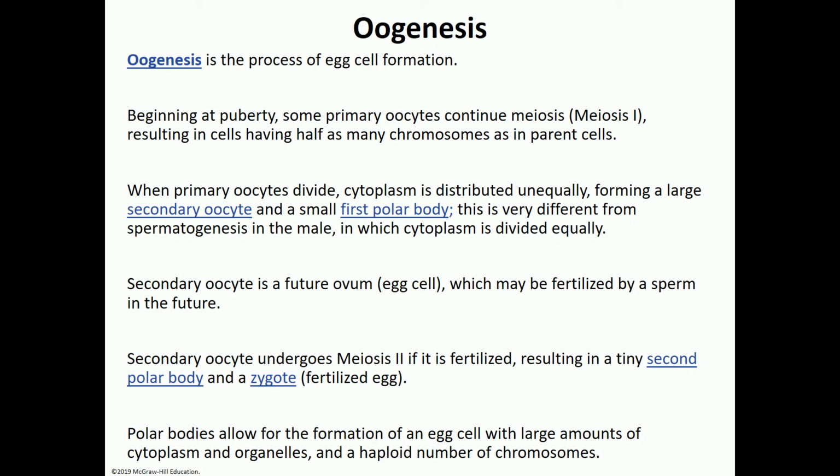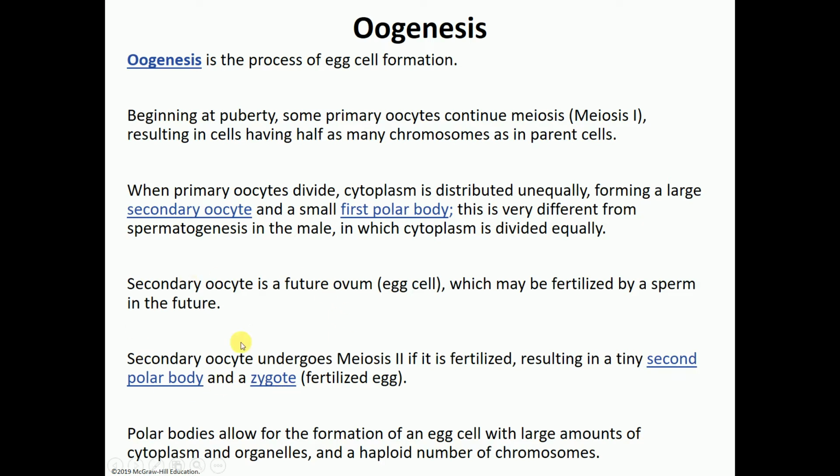Now, oogenesis is the scientific term for the process of egg cell formation. It begins at puberty, okay, where these primary oocytes are going to continue and finish up the first meiotic division, making that secondary oocyte and a very small first polar body. Now that secondary oocyte will become the future ovum. That is going to become the mature egg cell that will be ovulated, and it might become fertilized.